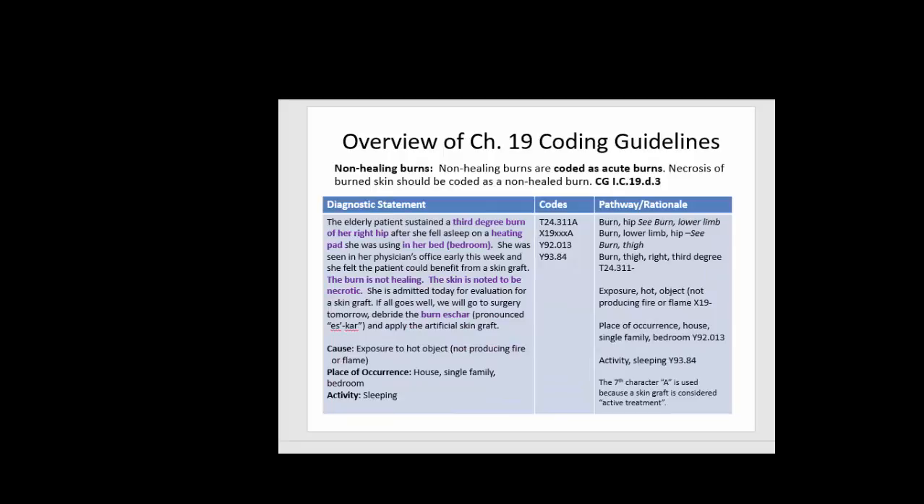The next guideline talks about non-healing burns. Whenever the diagnostic statement says a non-healing burn, you're going to code that as though it were an acute burn, because the necrotic tissue is considered a non-healed burn.